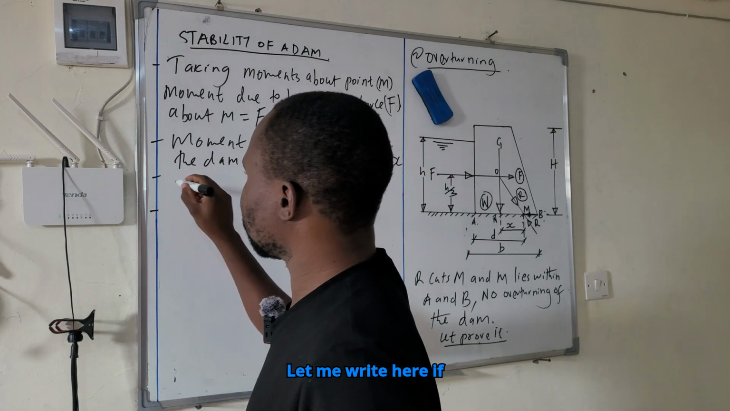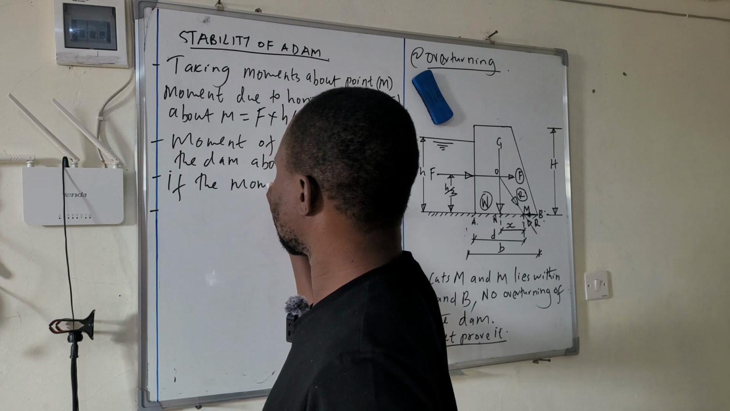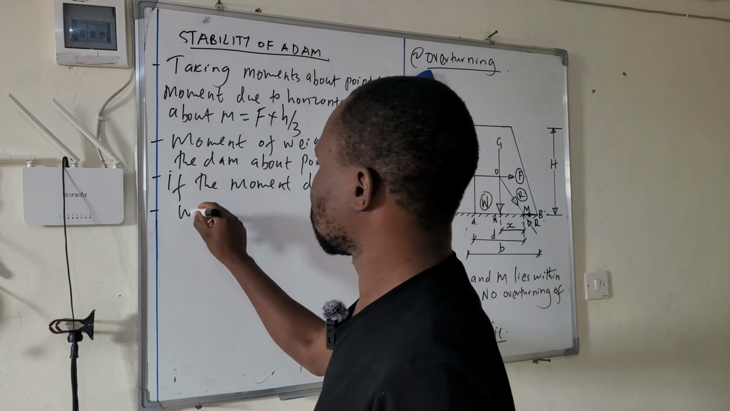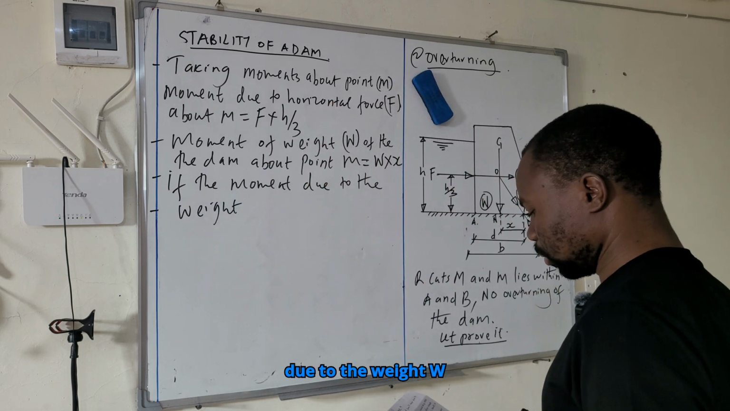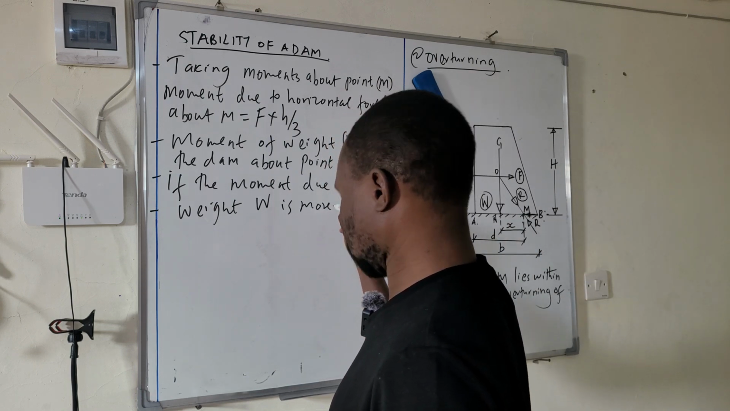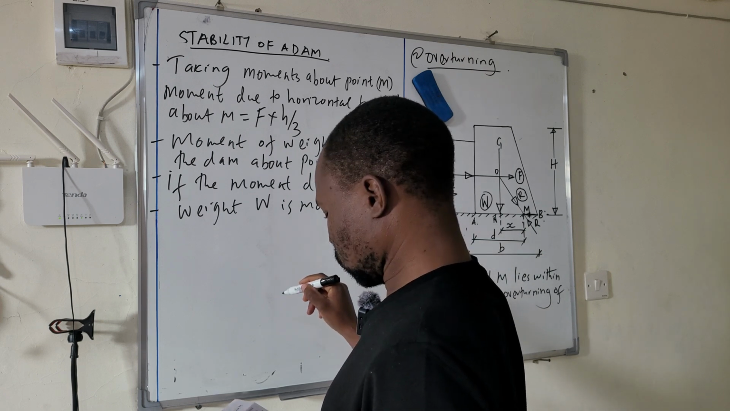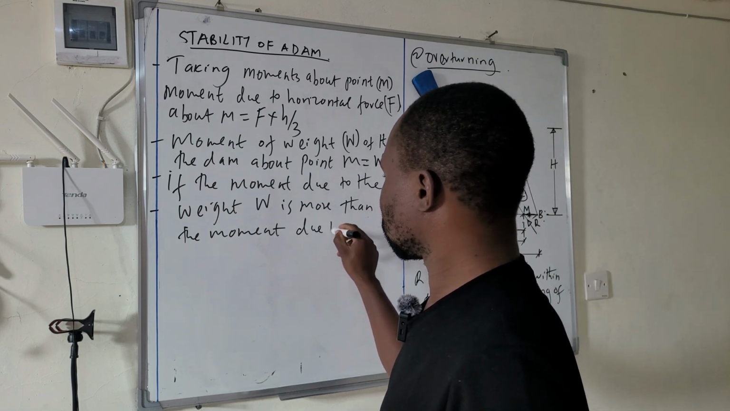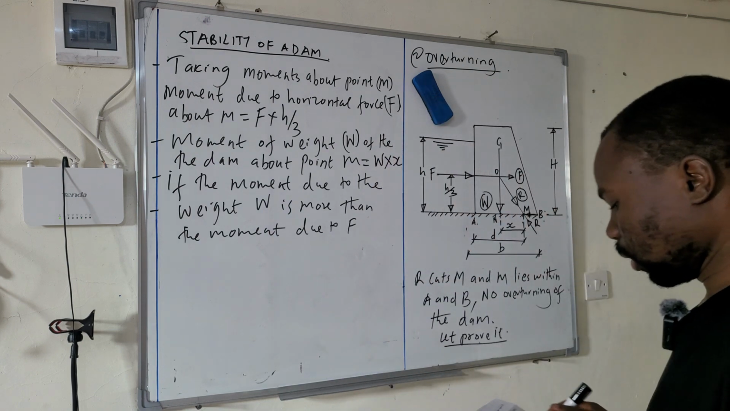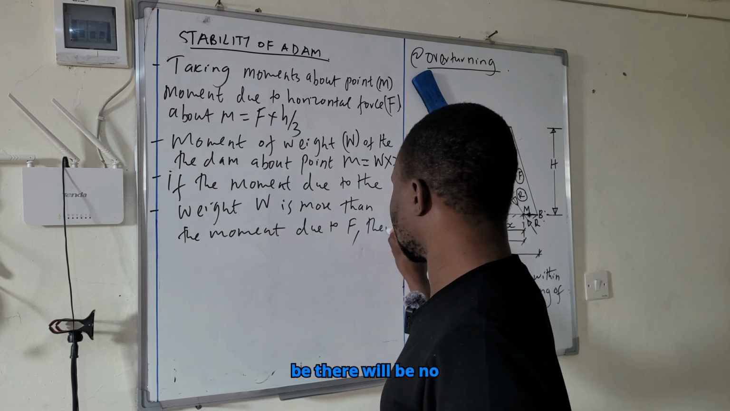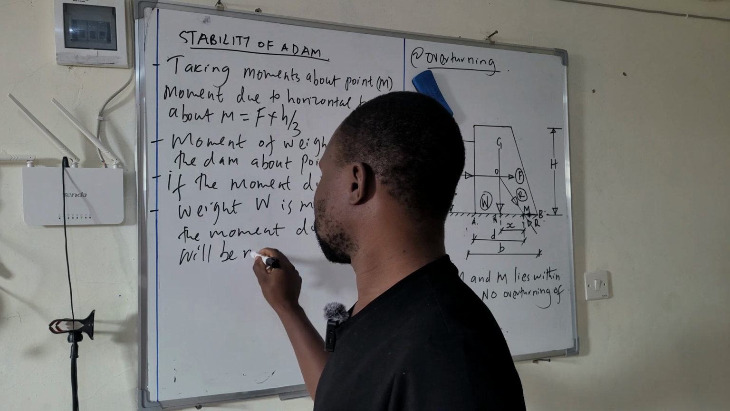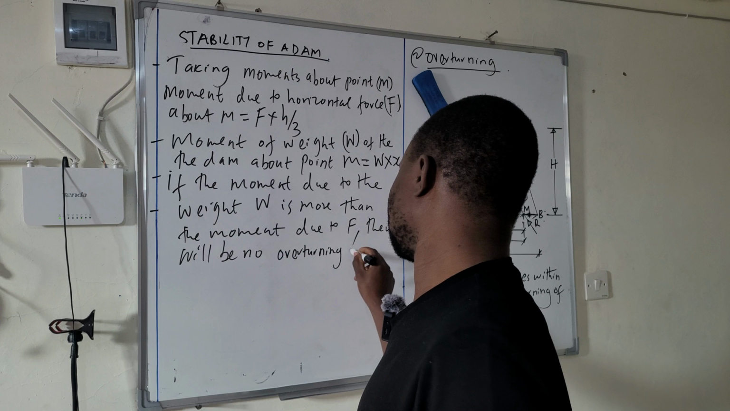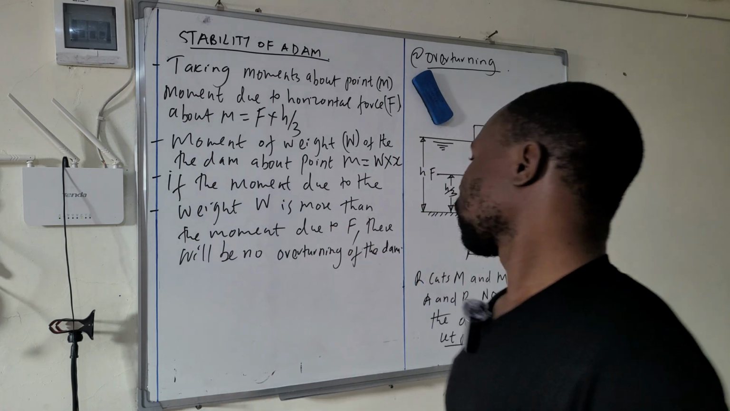Let me write here, if the moment due to the weight W is more than the moment due to F, then there will be no overturning of the dam, like that.